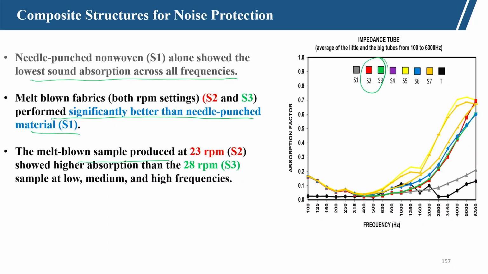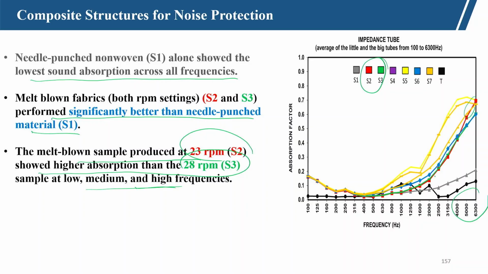The melt blown sample produced at 23 RPM, S2, showed higher absorption than 28 RPM. So, 23 RPM shows a little bit higher absorption, particularly at higher frequency levels.